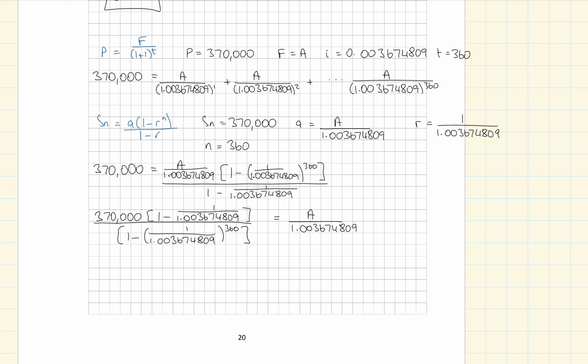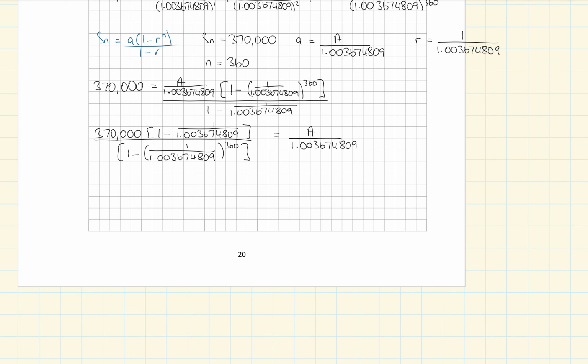So all of the left hand side into your calculator. So that's 370,000 multiplied by 1 minus 1 over 1.003674809, divided by 1 minus 1 over 1.003674809 to the power of 360. Close that bracket. We get 1848.159839 will equal A over our interest.